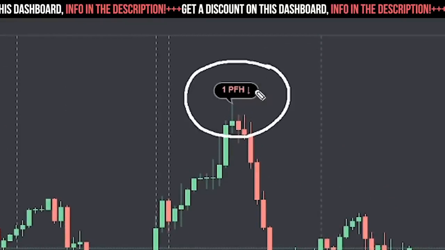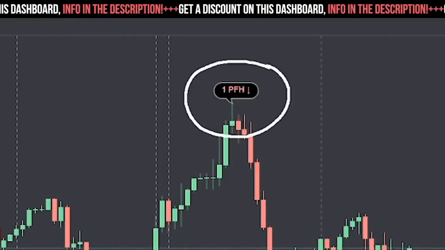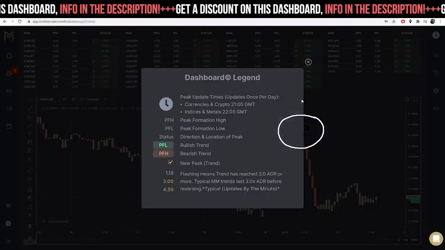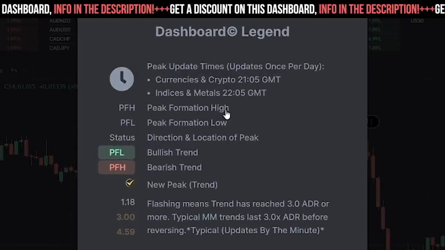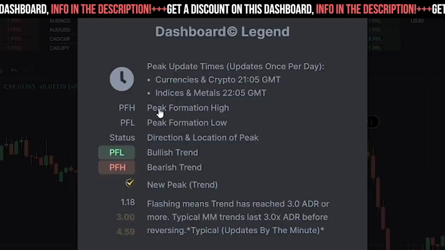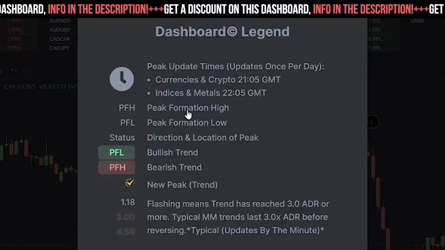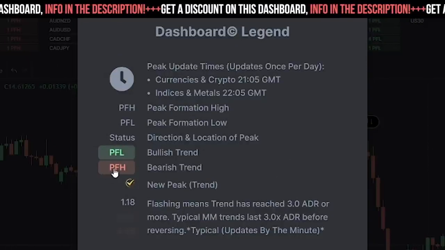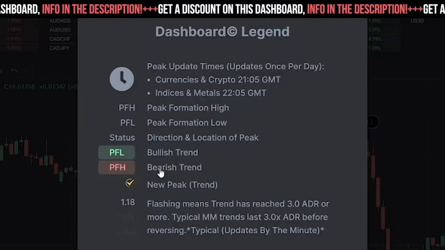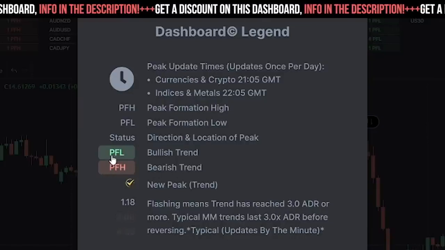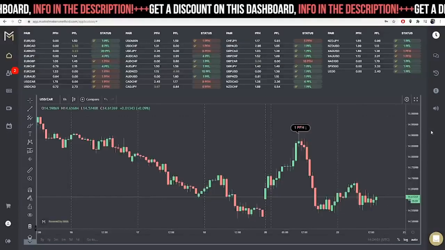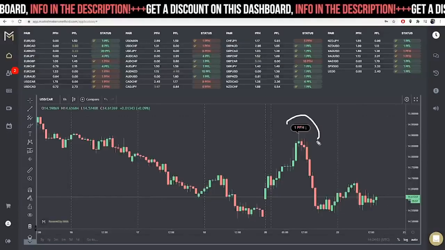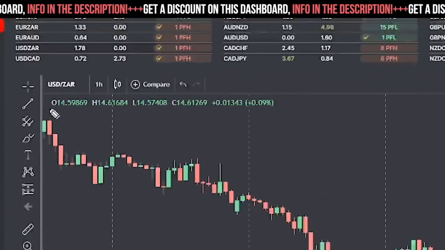This is a PFH. Basically, if you remember, we can go back to this legend here, and this is going to tell us some information. So a peak formation high is basically the topping point or the start of a potential new trend, okay? A PFH is considered a bearish trend starting, and a PFL is considered a bullish trend starting. Well, check this out. So we got a PFH, so a bearish trend starting here on USD ZAR.